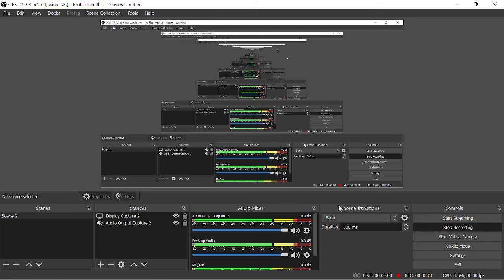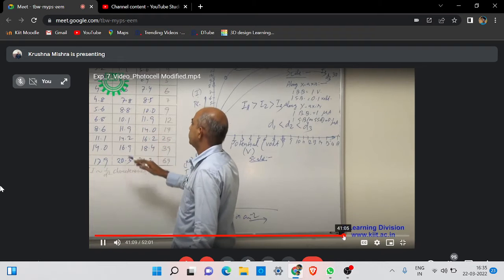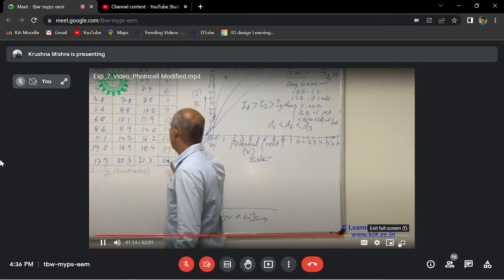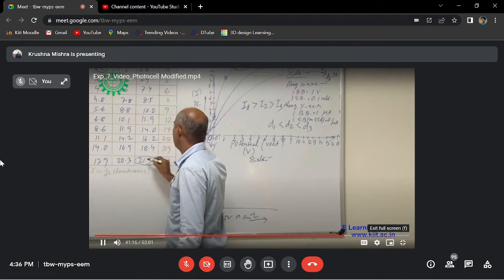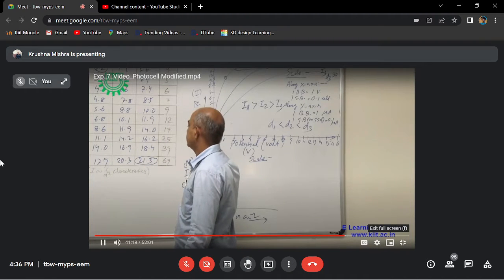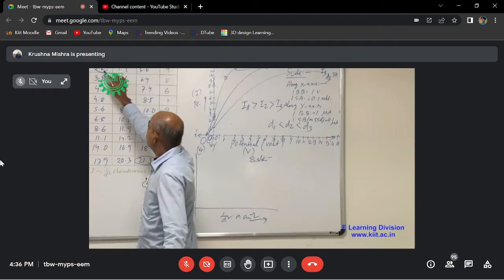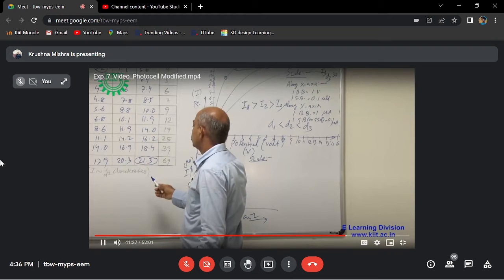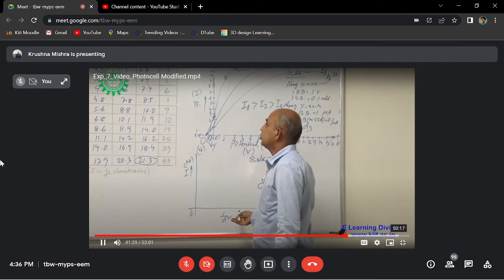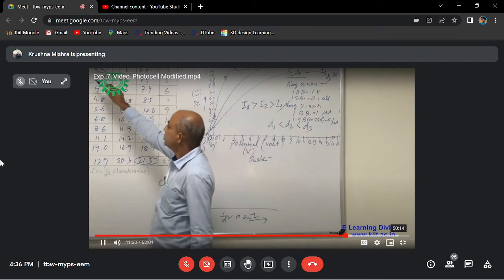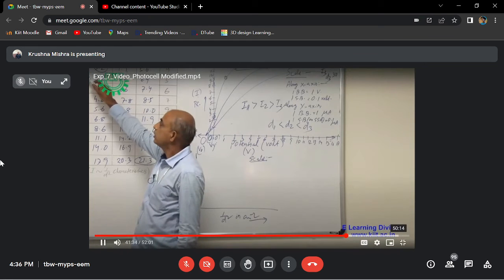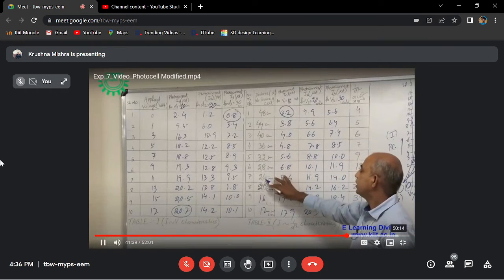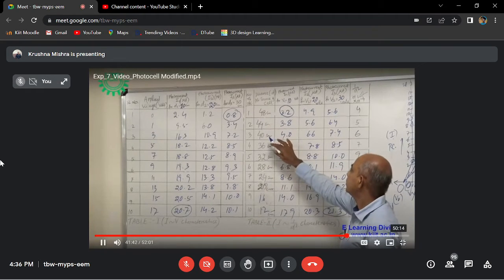We can see easily that the minimum value of photocurrent is 3.2 and the maximum value of photocurrent is 21.3. So this photocurrent will be taken along the y-axis with respect to the intensity of light. Here we can see the distance is gradually decreasing, by 4 cm.